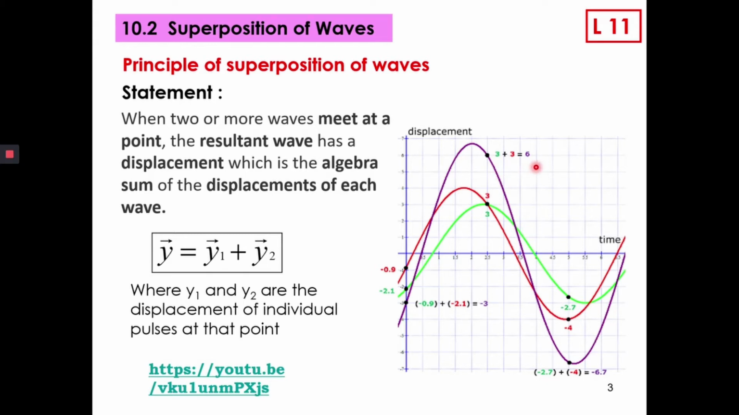Let's look at the other point. When the green meets the red, the resultant displacement is negative 2.7 plus negative 4, which gives a resultant of negative 6.7. So we can conclude that the resultant displacement at any point is the summation of the individual displacements.